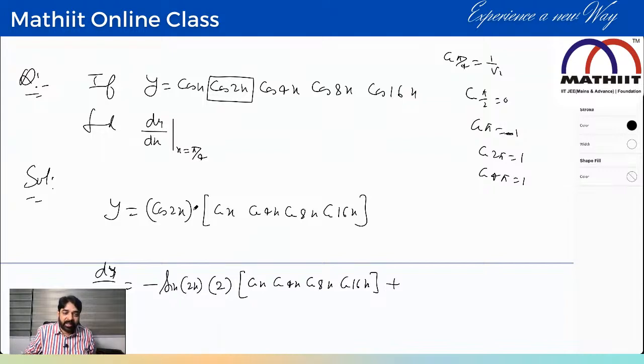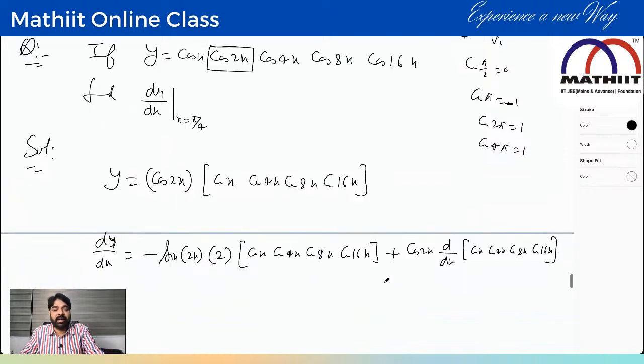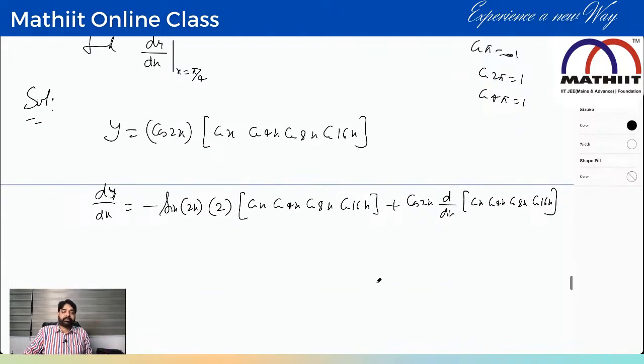Plus this into differentiation of this, d by dx of cos x, cos 4x, cos 8x, cos 16x. This line is clear to everybody. I will not do differentiation. I hope you understood why I will not do differentiation, because this person will make everything 0. Why should I waste my energy doing differentiation? Finally, this will become 0. So everything will become 0.